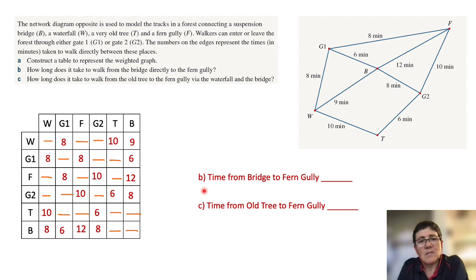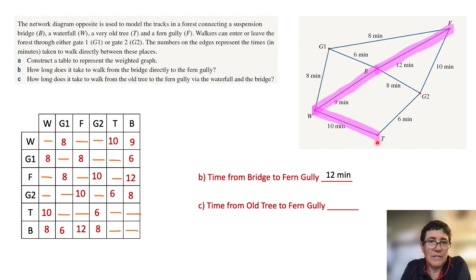Part B says, what's the time from the bridge to Fern Gully? Well, I can use my table. Bridge to Fern Gully, 12 minutes. Or I can check, bridge to Fern Gully, 12 minutes off the picture. C says, how long does it take to walk from the old tree to Fern Gully via the waterfall and the bridge? So 10 plus 9 plus 12 is 31 minutes.